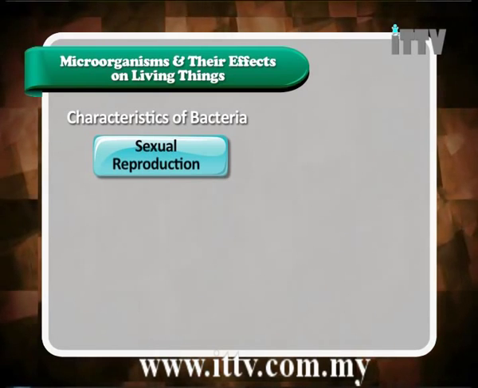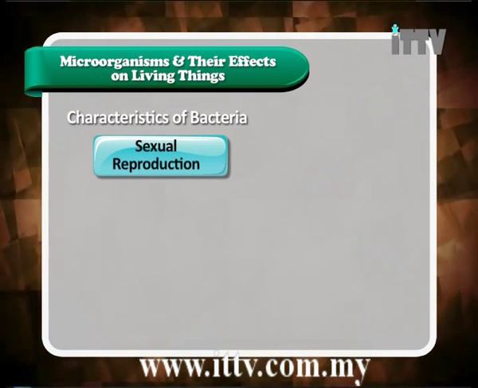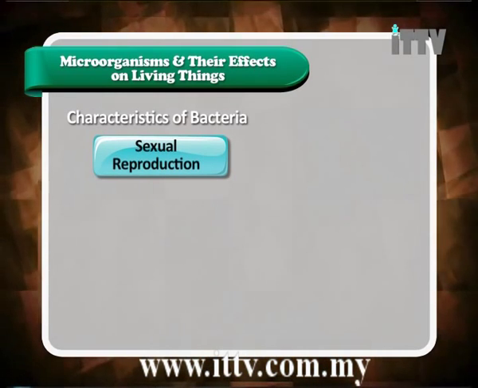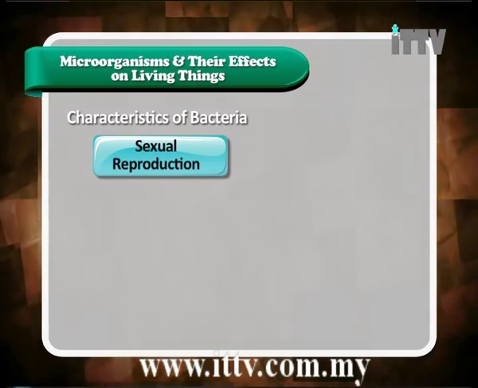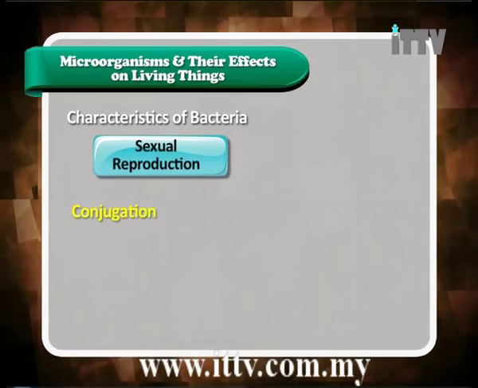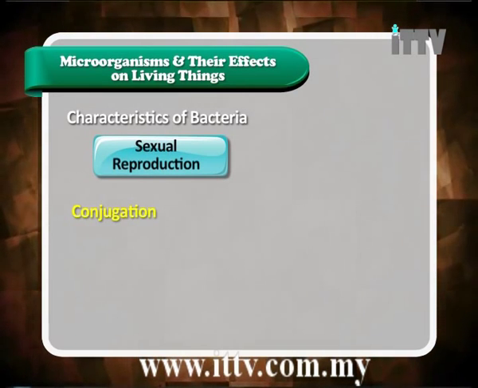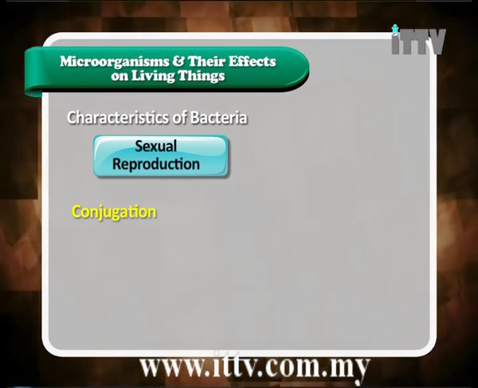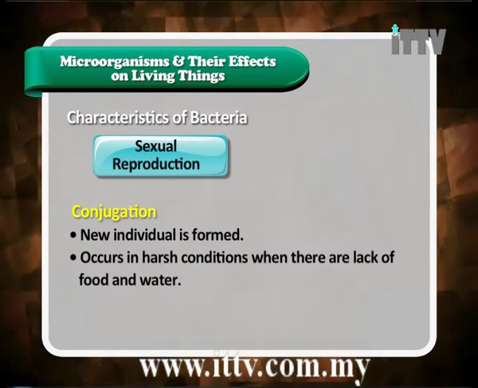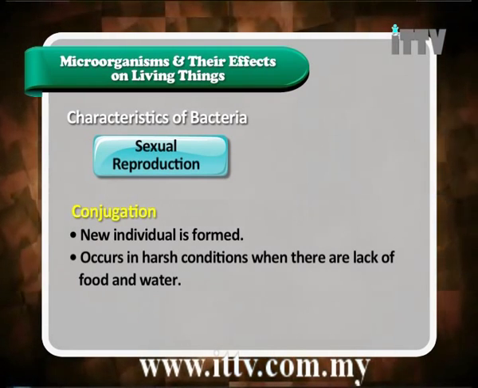But what is the other one called, sexual reproduction? Let's look at the term. Some bacteria reproduce sexually. In a sexual method of reproduction, two cells, one from each parent, are joined together to form one fertilized cell. There are a few types of sexual reproduction. Conjugation is an example of sexual reproduction. Conjugation is a method of sexual reproduction because a new individual is formed. It occurs in harsh conditions where there is a lack of food and water.